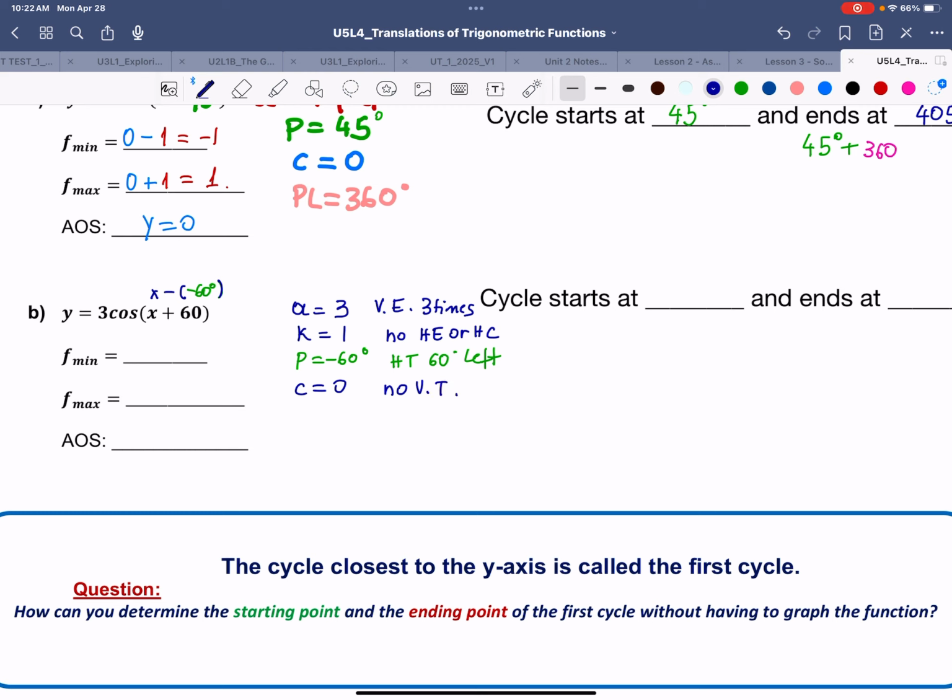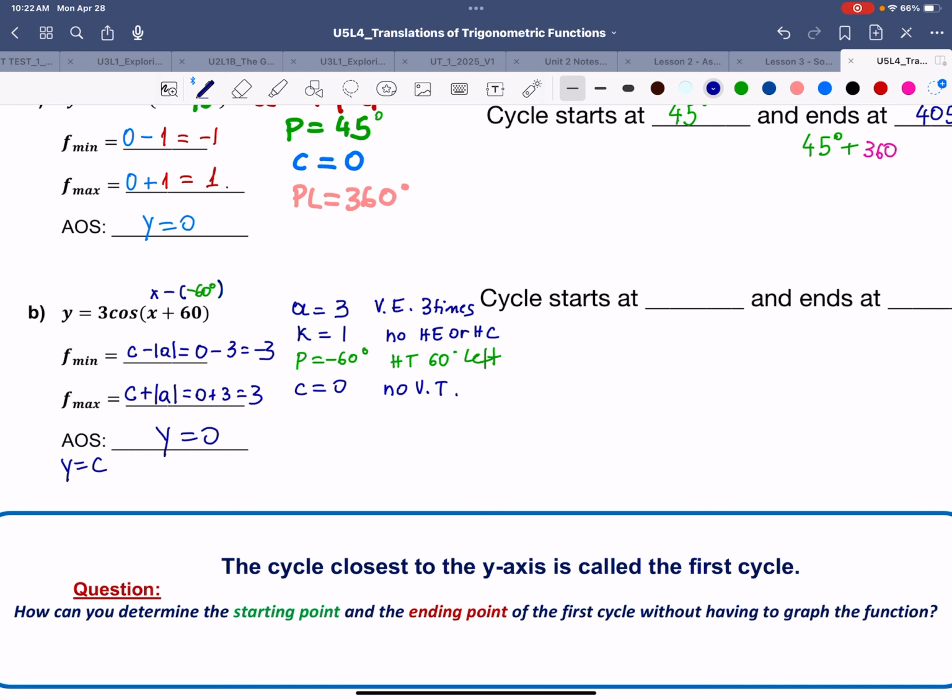Now, for minimum, maximum, and axis of symmetry, we always refer to the vertical coefficients, which are A and C. The axis of symmetry, again, is y equals c. In our case, y equals 0. So the maximum and the minimum are determined by the formula. For minimum, from the axis of symmetry c, we subtract the amplitude, so 0 subtract amplitude of 3 is negative 3. And for the maximum, from the axis of symmetry, we add the amplitude, so 0 plus 3, which would be equal to 3.